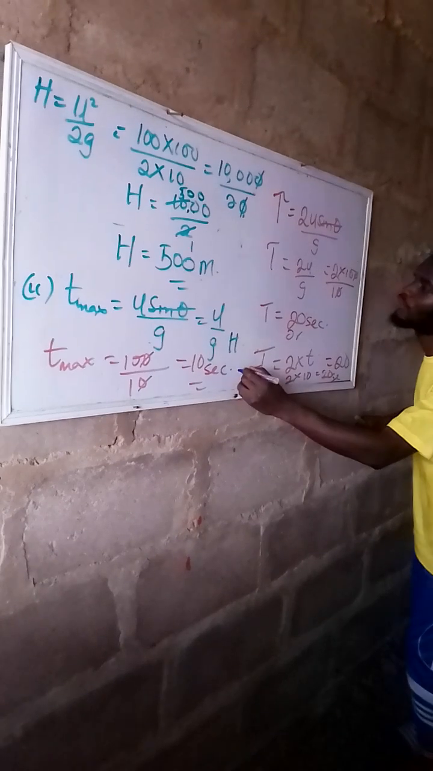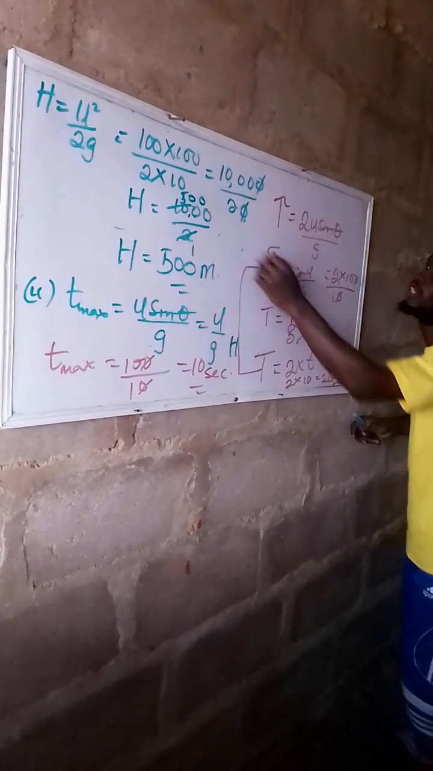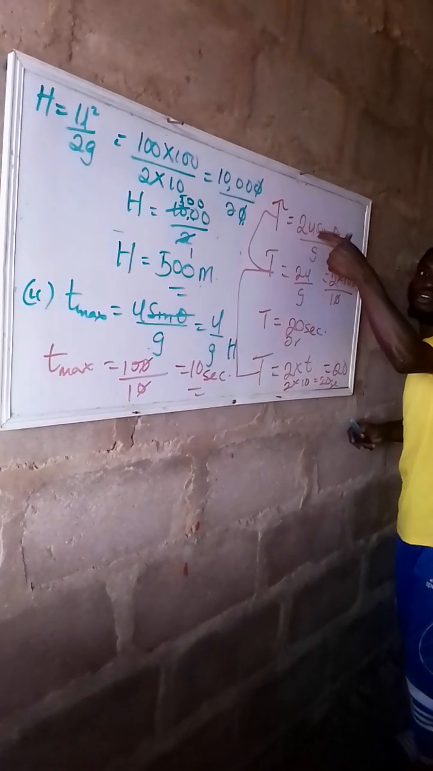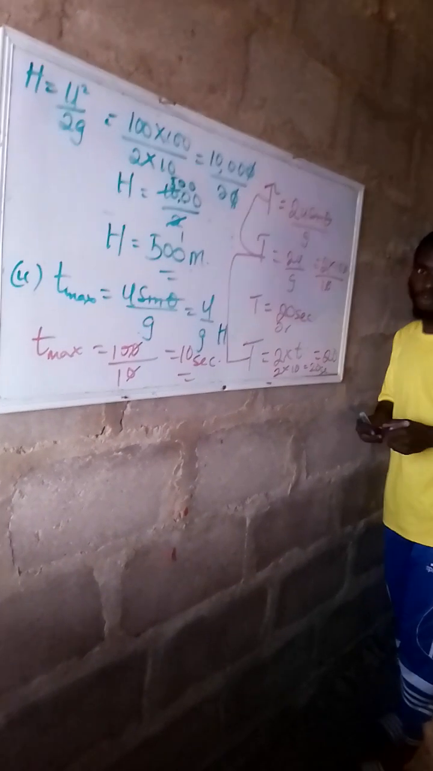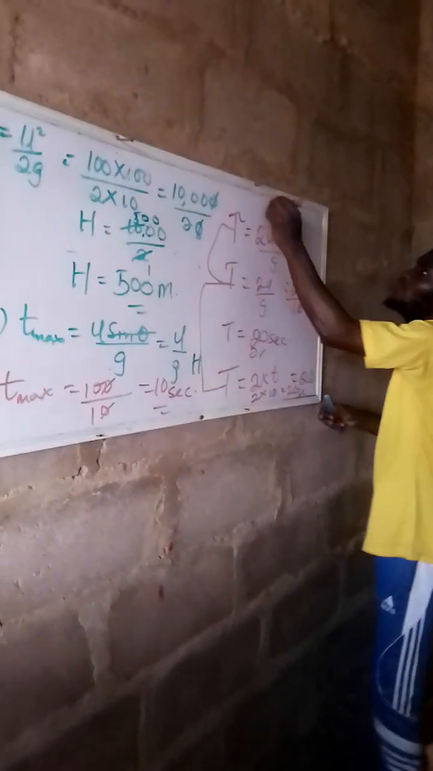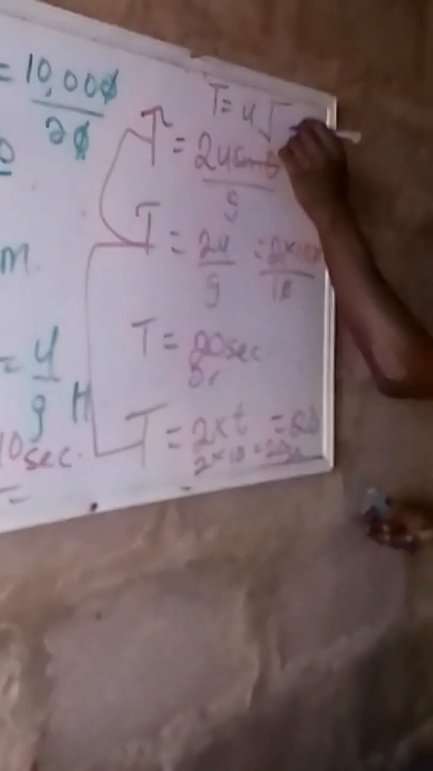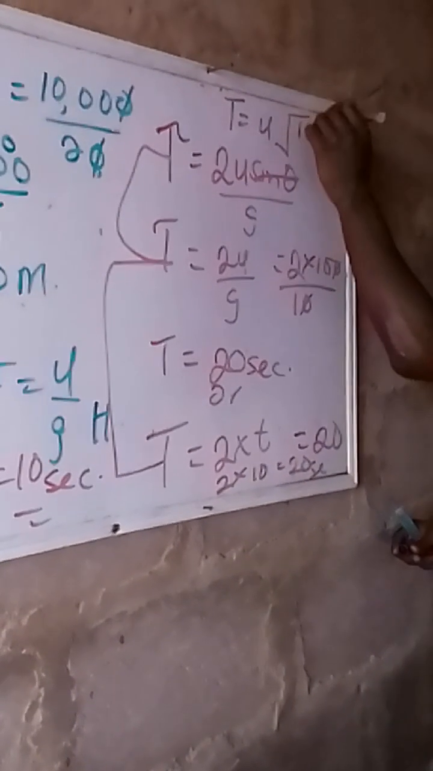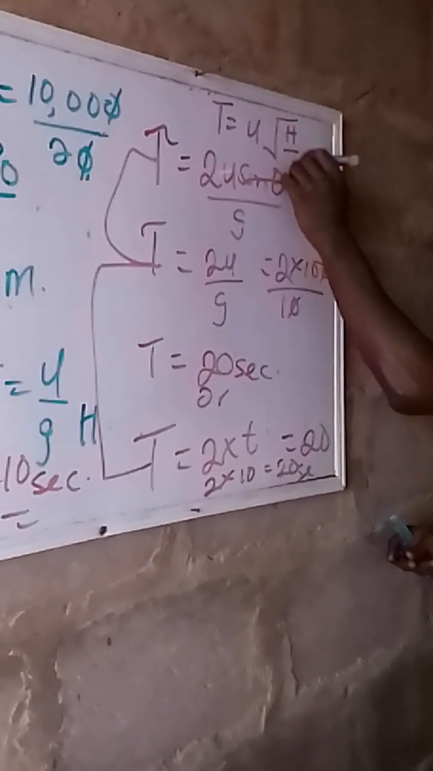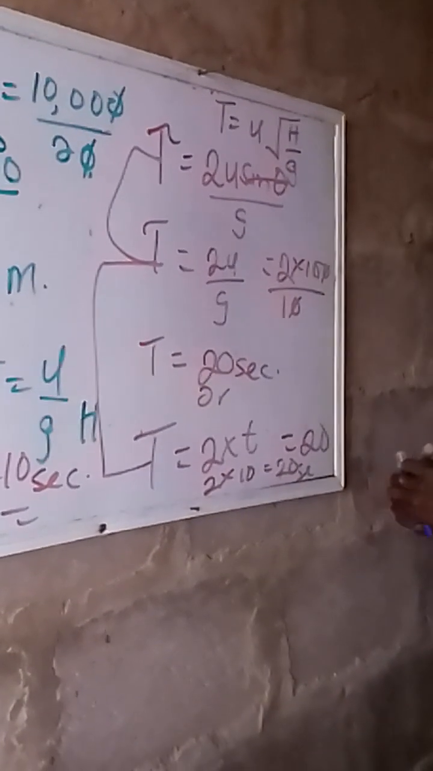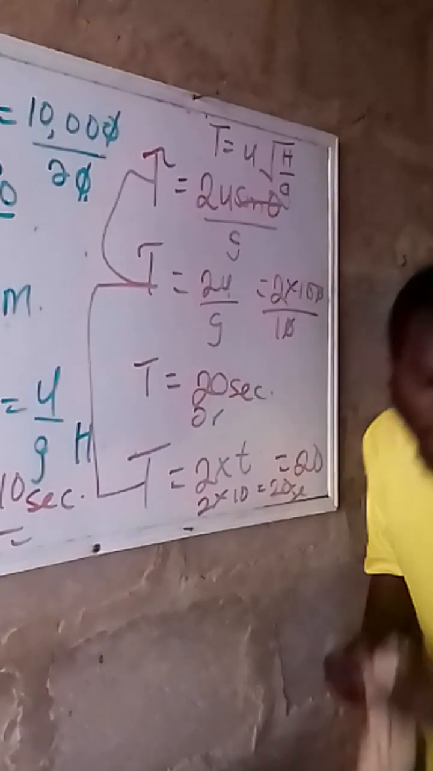You either use this formula, or this one when dealing with angle. So total time of flight has so many formulas. There is one formula where we'll be using T equals u in the bracket h all upon g, something like this. Yeah, there's one formula like that as well.